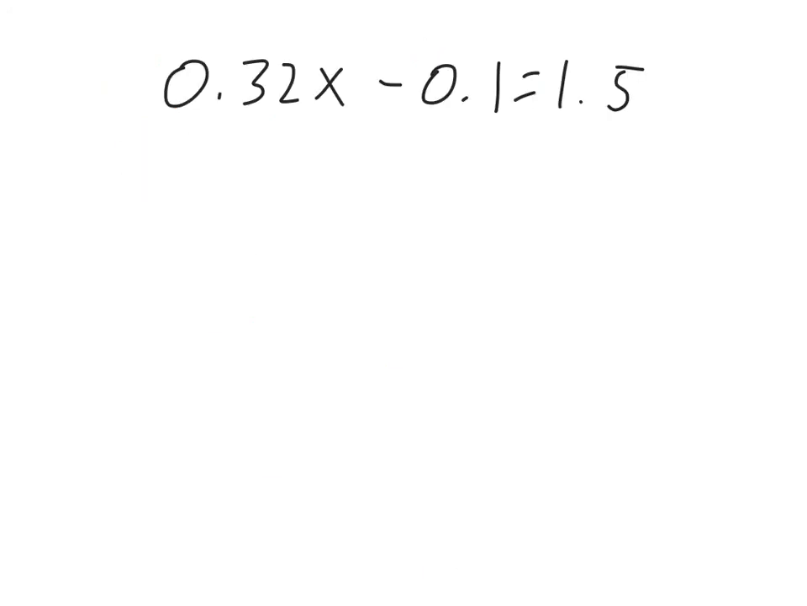Now this time we have decimals instead of fractions. So what we need to look for first is how many decimal places over each of the numbers are. So 0.32, that's 2 decimal places over. 0.1, 1 decimal point, 1.5, 1 decimal point. So we take the most number of decimal points, that was the 0.32, that's 2 decimal points.